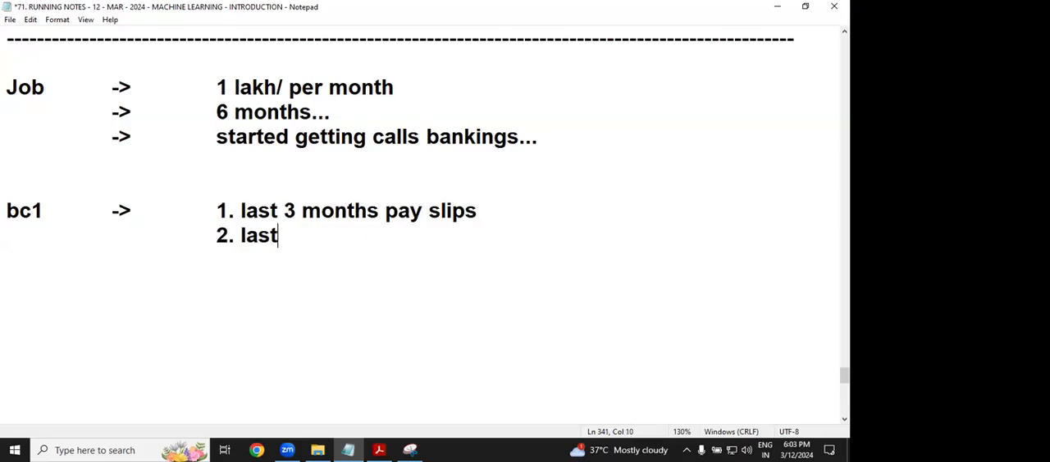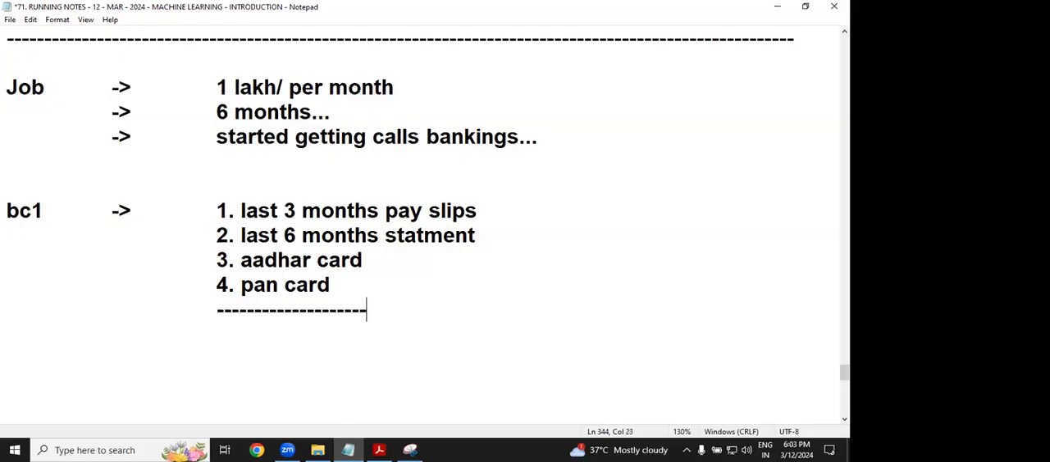Next one, last 6 months bank statement. And next one is Aadhaar card. Next one is PAN card. Any other one? Is a ration card required? Not required, sir. Ration card is not required. And a photo is required, a nice photo.